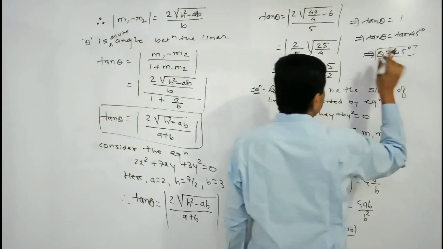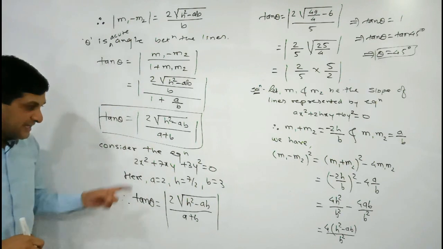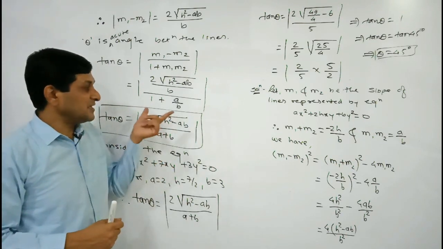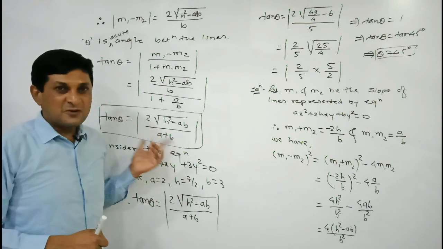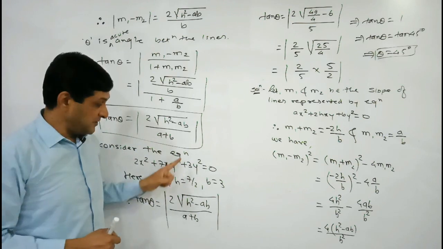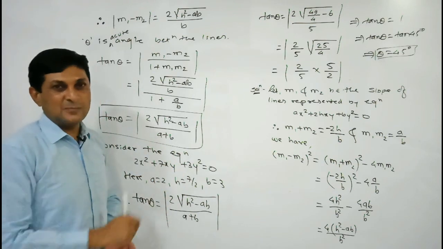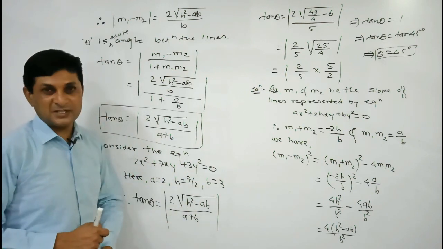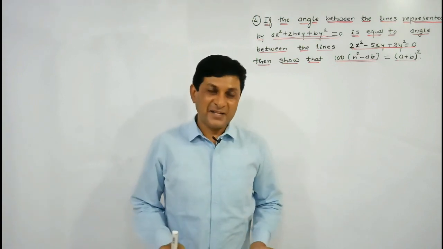In this way, we have got the angle between the lines represented by this homogeneous equation. So in this way we have completed this theorem, that important formula to find the angle between the lines, and even in this example we have seen how to apply this formula to find the angle between two lines represented by a homogeneous equation. Now observe the fourth example from this question bank.